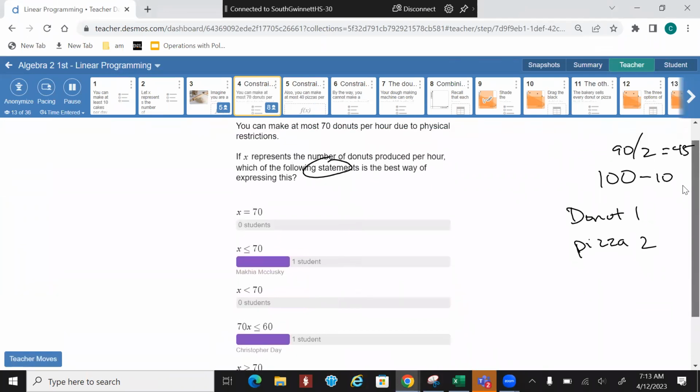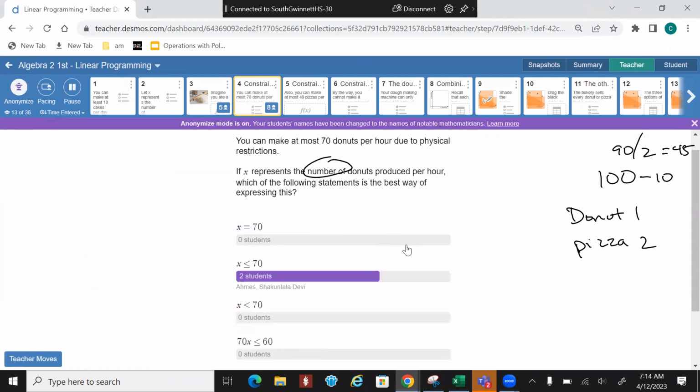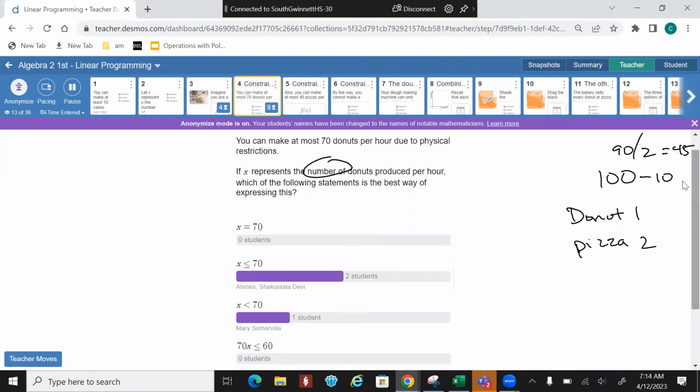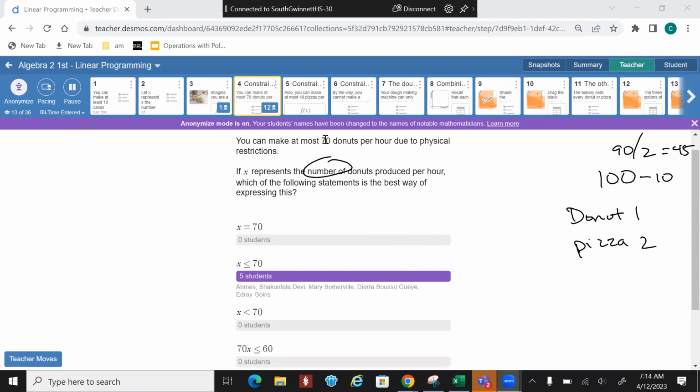All right, so we got a couple of people putting X is less than or equal to 70. So how do I know if I should put the equals or not equals underneath? Like the line underneath or not? What from my problem tells me? At most. At most 70. So you could do 70, but that's at most. Does that make sense? Okay.